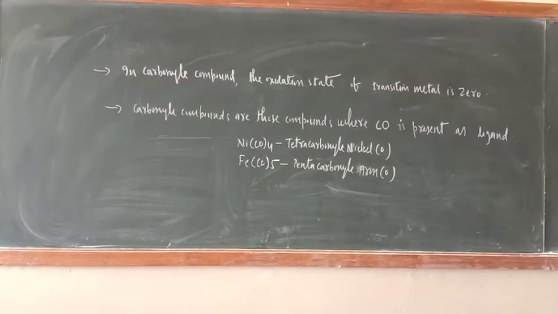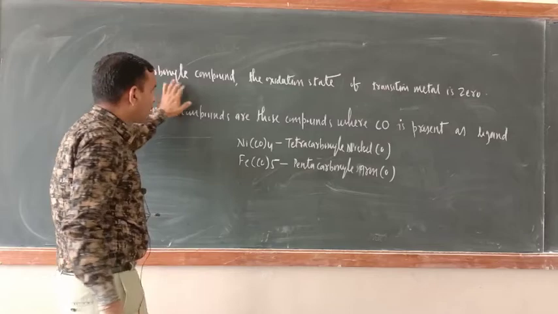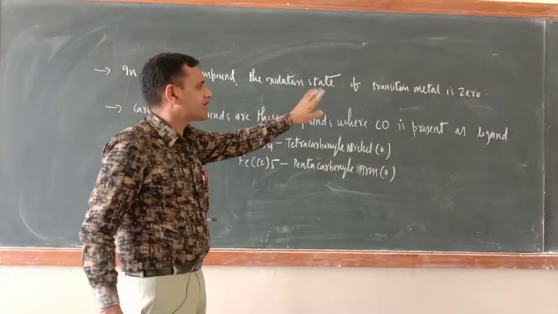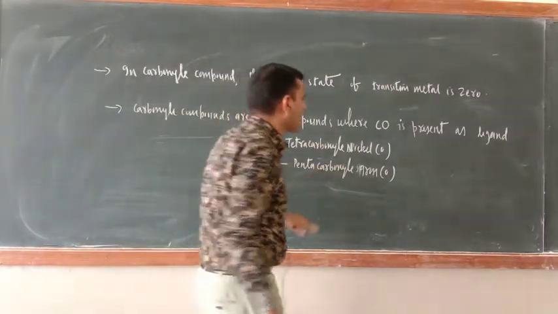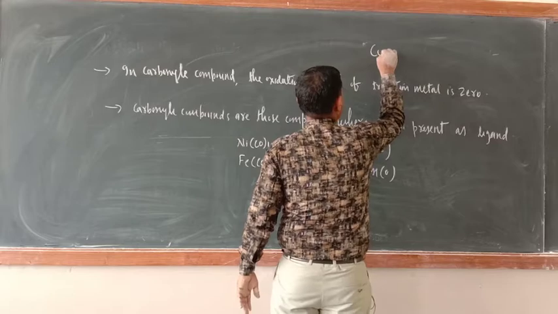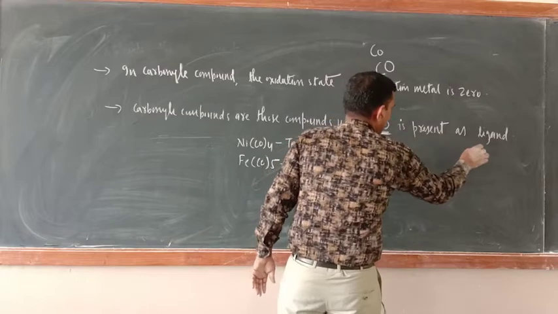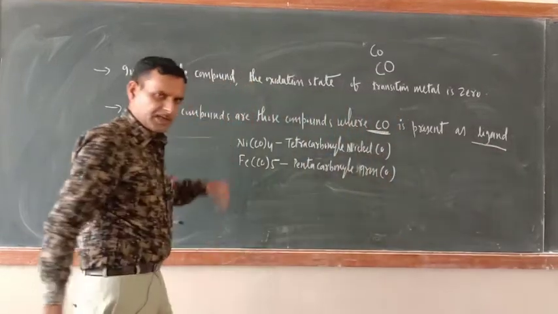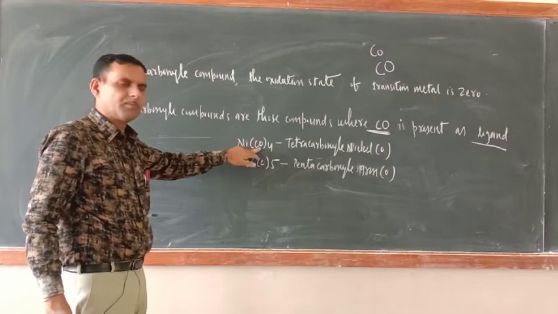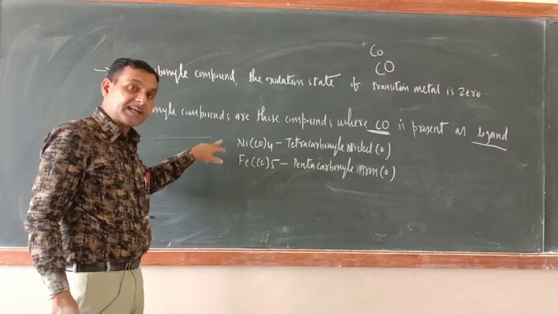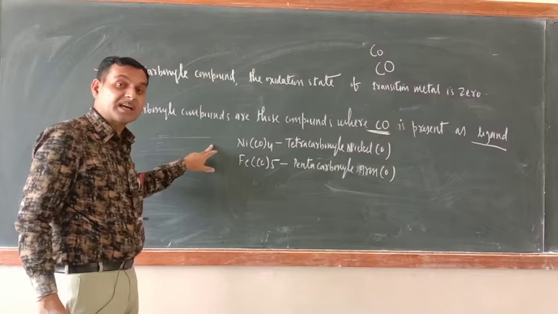So dear cadets, there is one more type of compound. They are known as carbonyl compounds. In carbonyl compounds, the oxidation state of the transition metal is 0. What are carbonyl compounds? Carbonyl compounds are those where carbon monoxide is present as a ligand. We'll tell you in the next unit what the meaning of ligand is. But right now, you can understand that if carbon monoxide is present along with the transition metal, they will be called carbonyl compounds.